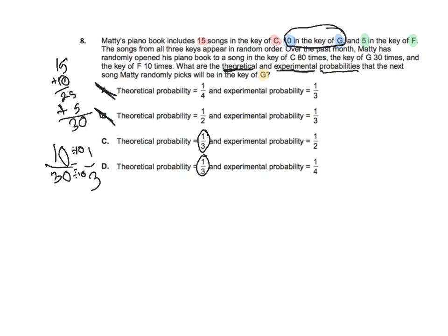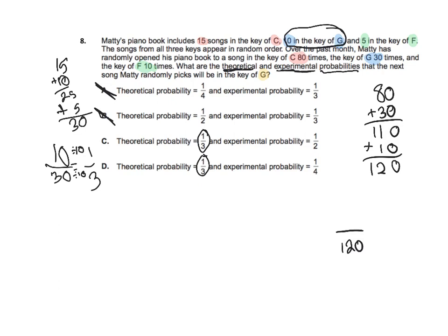That's when we actually do the experiment. So we see the key of C. Let me get a highlighter. The key of C 80 times. The key of G 30 times. And the key of F 10 times. So we need to add all of those up. 80 plus 30 gives us 110. Then we need to add 10 to get 120. So that's the bottom number in our fraction.